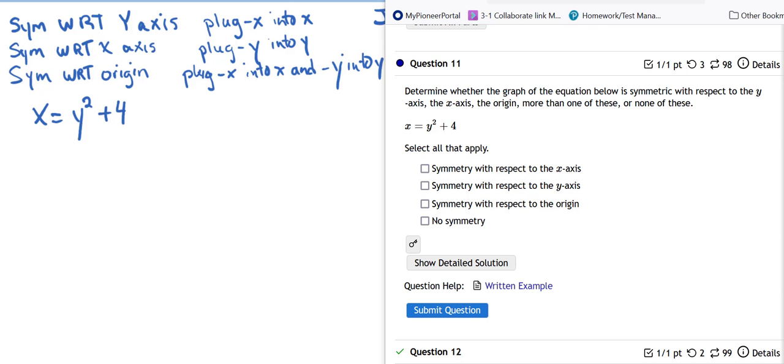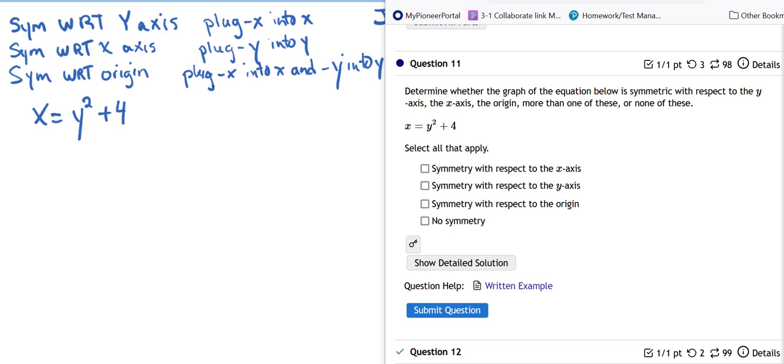Next, we're going to look at symmetry. It can have symmetry with respect to the y-axis, and to find that, we'll plug -x into x. That means it's going to flip across the y-axis. Symmetry with respect to the x-axis, and to do it, we'll plug -y into y. And symmetry with respect to the origin. Your origin is 0, 0. So it rotates around 180 degrees.